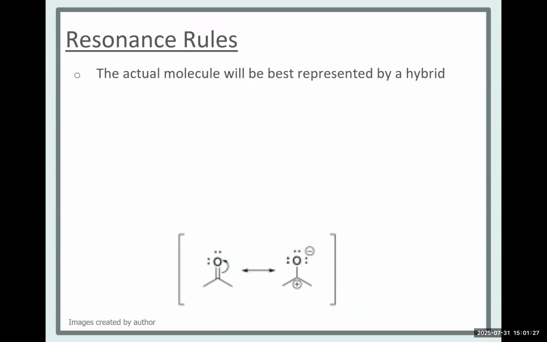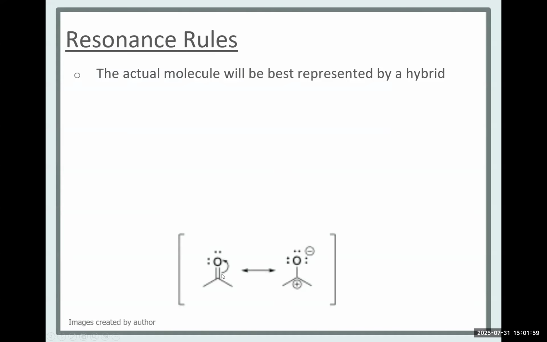So the first rule is that the actual molecule is best represented by a hybrid or an average of all the molecules that you're going to see. The example I have down here has a molecule on the left with a double bond between a carbon and an oxygen. And the molecule on the right has a single bond between the carbon and an oxygen, which left a positive charge behind on the carbon and a negative charge on the oxygen. And we know that from formal charge. So that's how we know it's positive and negative.